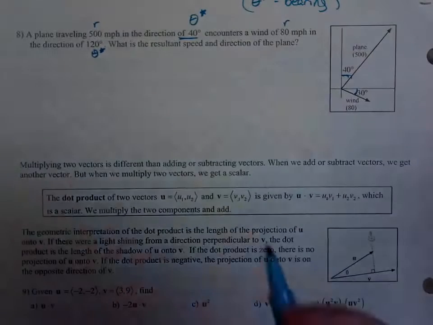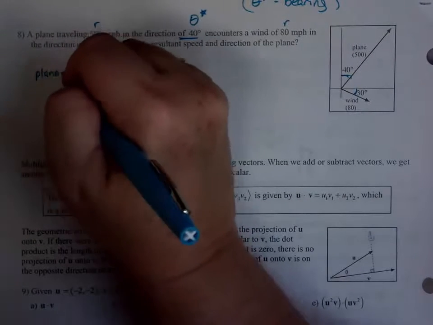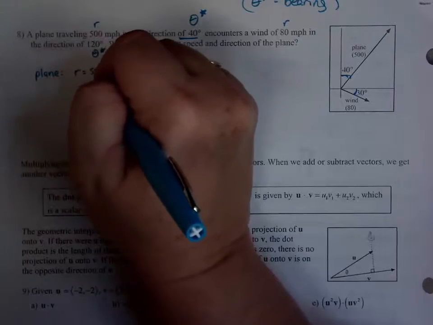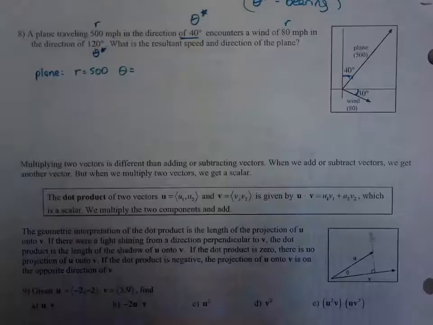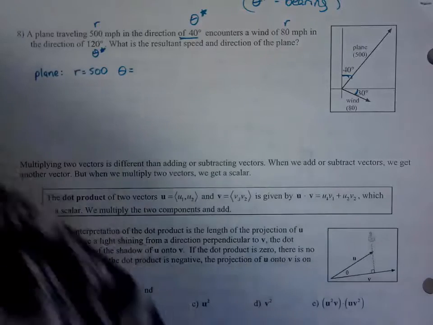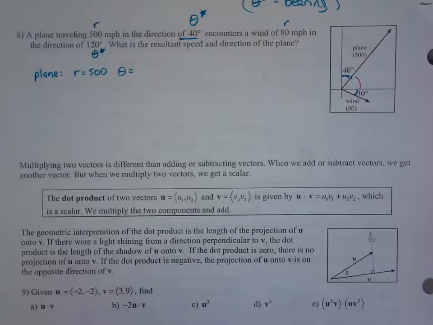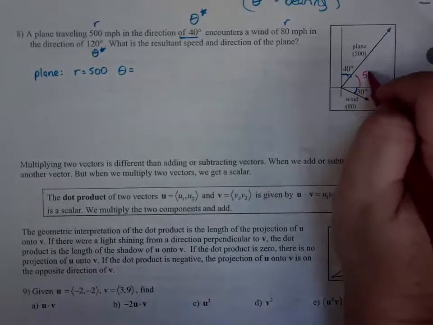So the plane has an R of 500, but what is the theta angle I'm going to use? Now Jocelyn was alluding to that just a minute ago. If the angle at the top is 40, the theta angle I use has to be this one. So how big is that angle? That is 50 degrees. So my theta angle is 50 degrees for this problem.